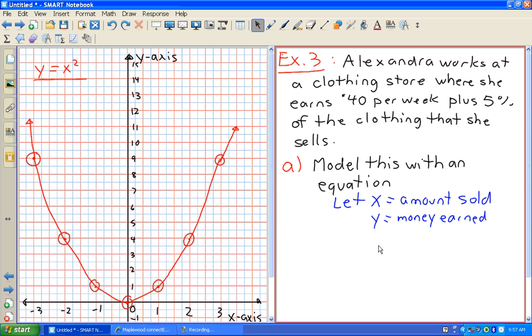5 times 5x, I guess. It's not 5x. What else is that? Oh, it's not going to be 5x. It's 0.05. Very good.